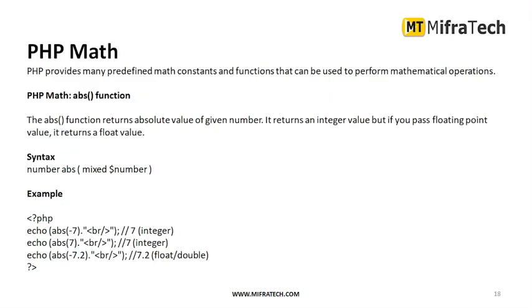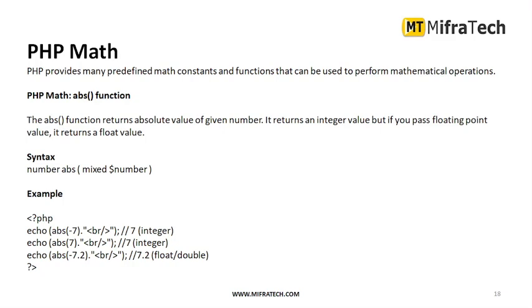PHP math functions. PHP provides many predefined math constants and functions that can be used to perform mathematical operations. The first function is the math abs function. The abs function returns the absolute value of a given number. It returns an integer value, but if you pass a floating value, it returns a float value.